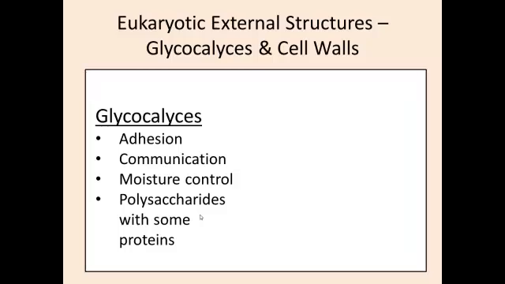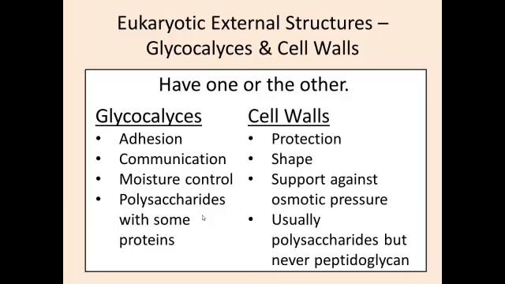Now, if a eukaryotic cell has a cell wall, like plants, algae, and fungi, they don't need a glycocalyx and they don't have one. Well, some yeasts have capsules, but the rule is that you either have a cell wall or a glycocalyx. Cell walls provide protection to the cell like they do in prokaryotes. Like prokaryotes, they provide shape and support against osmotic pressure. They can be composed of many different molecules. Usually it's a polysaccharide such as cellulose, chitin, agar, or the like, but it is never peptidoglycan. That molecule is unique to the bacterial domain.